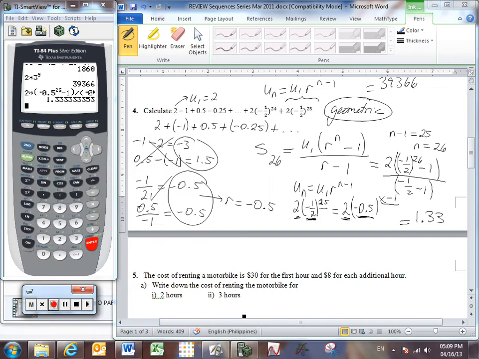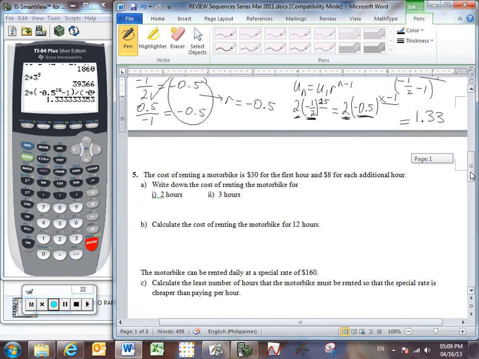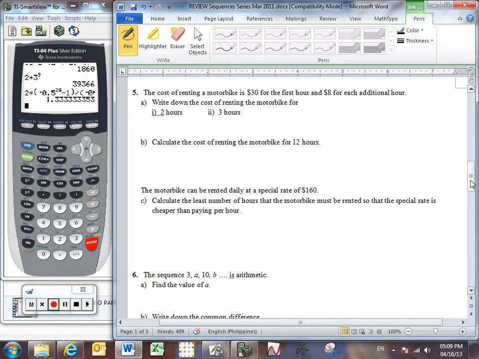Alright, let's move on then to number 5, where we've been given two different situations when renting a motorbike. So it costs $30 for the first hour, and then $8 for each additional hour. So how much will it cost if you get it for 2 hours? Well, it's $30 for the first hour, and $8 for that second hour, so that's going to be $38.